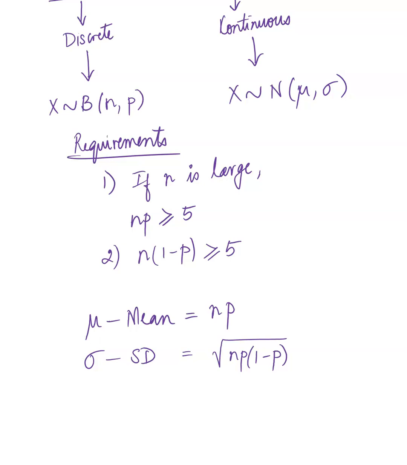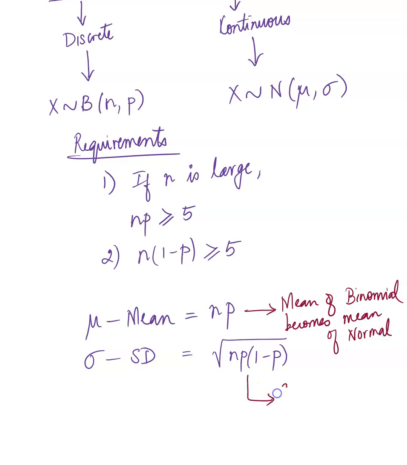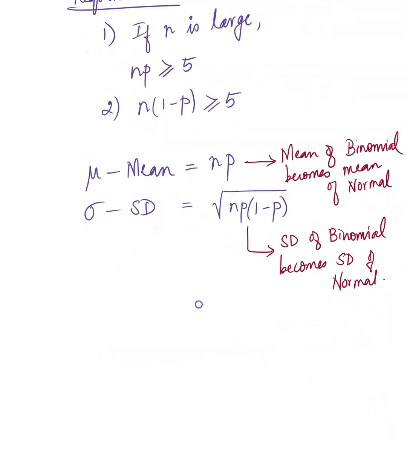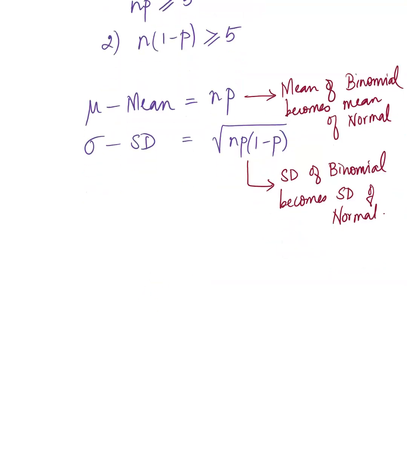Okay, so I'll just say here, mean of binomial becomes mean of normal, and here standard deviation of binomial distribution becomes the standard deviation of normal. So now we are converting it to normal. However, there is one glitch here. We have to take care of that glitch, and we use a correction to fix it.